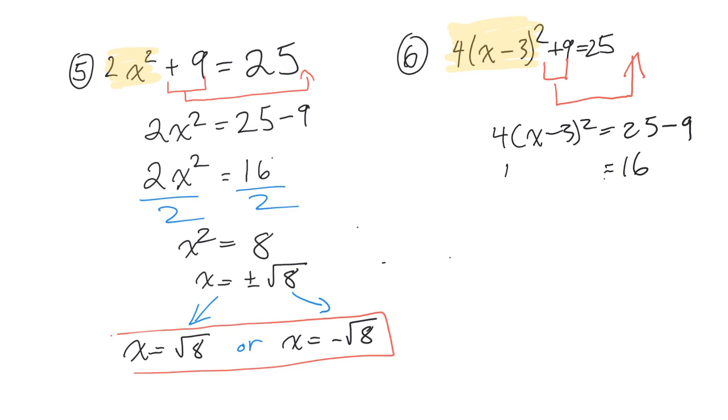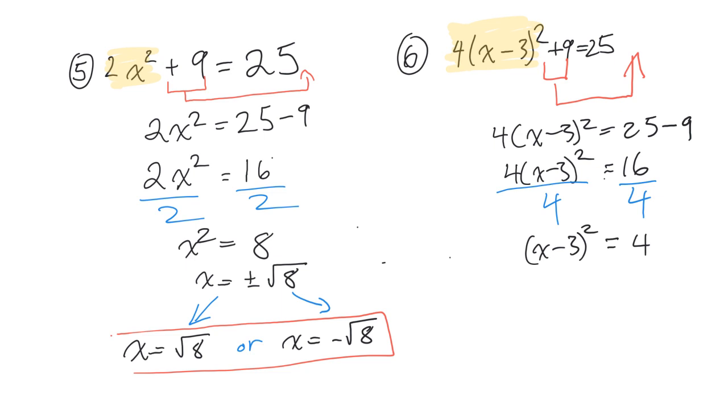So now we have 4 times x minus 3 squared. Okay? So now we need to get this portion of our problem separated from the 4. So what we're going to do now is divide the 4 out. So now we're left with, on the left side, x minus 3 squared is equal to 16 divided by 4. On your calculator, you punch it in, you get a number. So in this case, you're going to get 4.